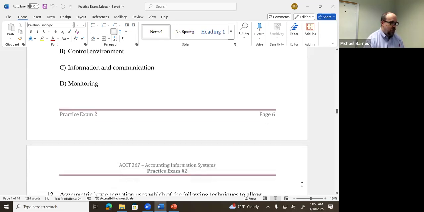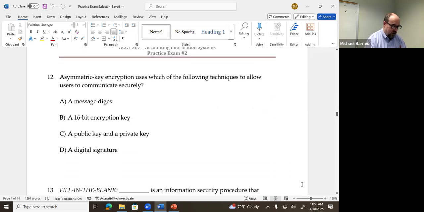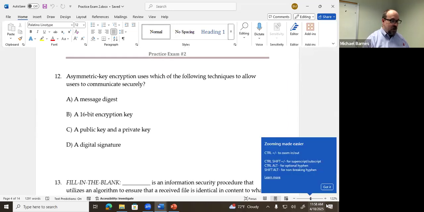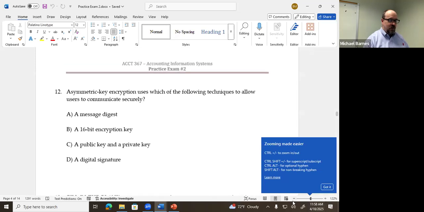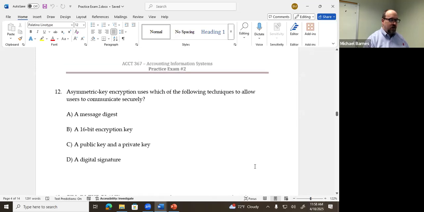All right, question number 12. Asymmetric key encryption uses which of the following techniques to allow users to communicate securely? So does it use a message digest? The answer is no. That's just an aggregation of digital signatures, which is an external function.